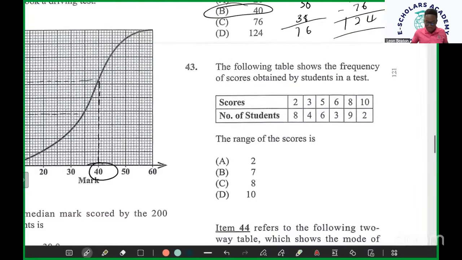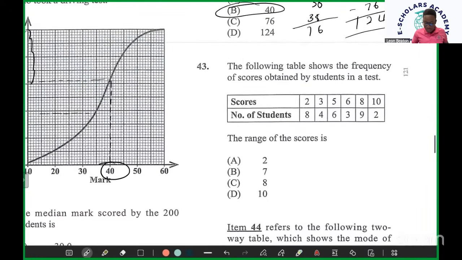Business as usual. The following table shows the frequency of scores obtained by students in a test. The range of the scores is... so the range would be the largest and the smallest. So this is 10 from 2. 10 subtract 2 would be 8. So C.